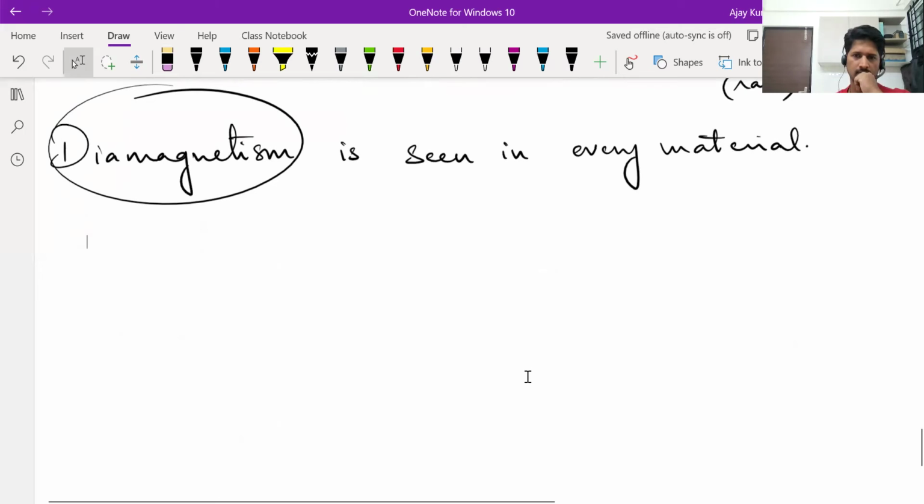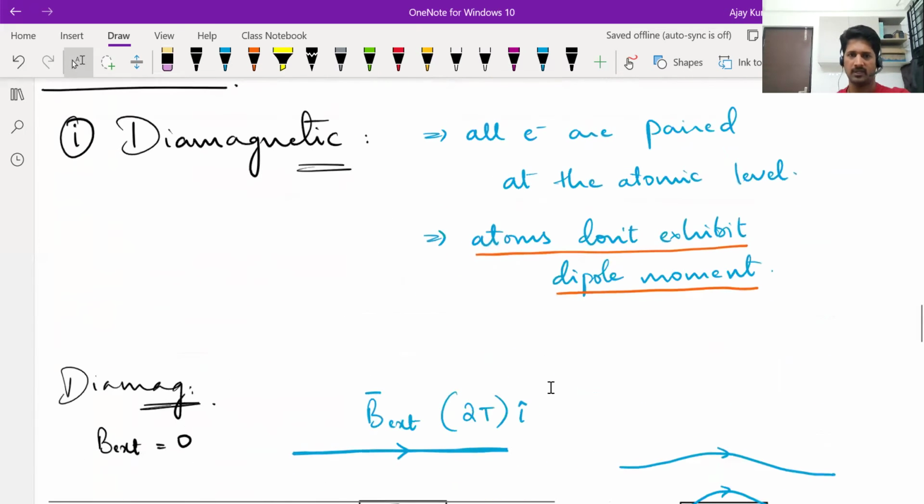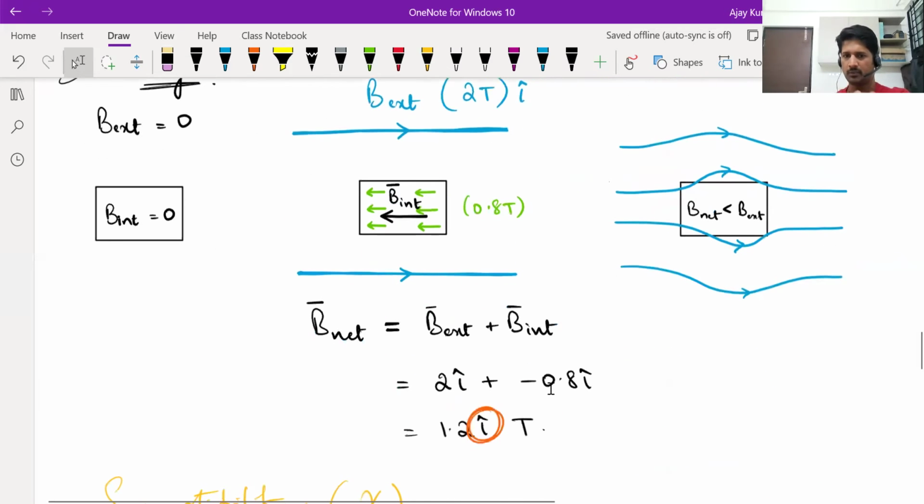The atoms get excited. Basically, atomic and molecular vibrations will increase. Okay, but see, in diamagnetic materials, the atoms were not dipoles in the first place. They didn't exhibit a dipole moment of their own. Whatever dipole moment arises is due to the external field.